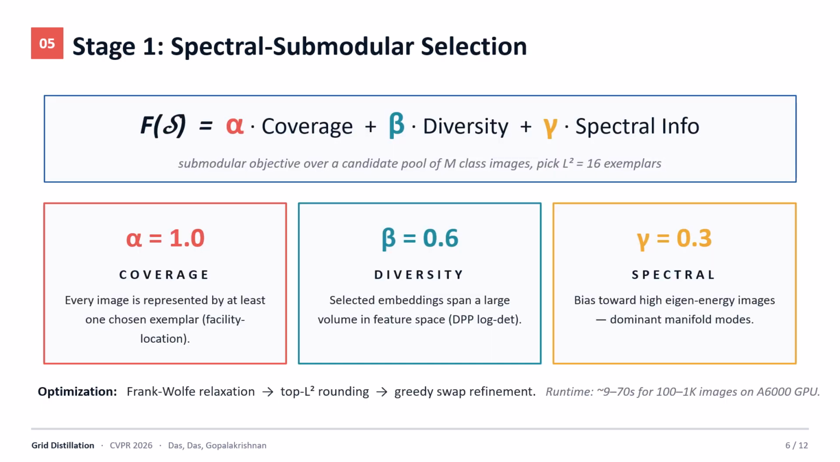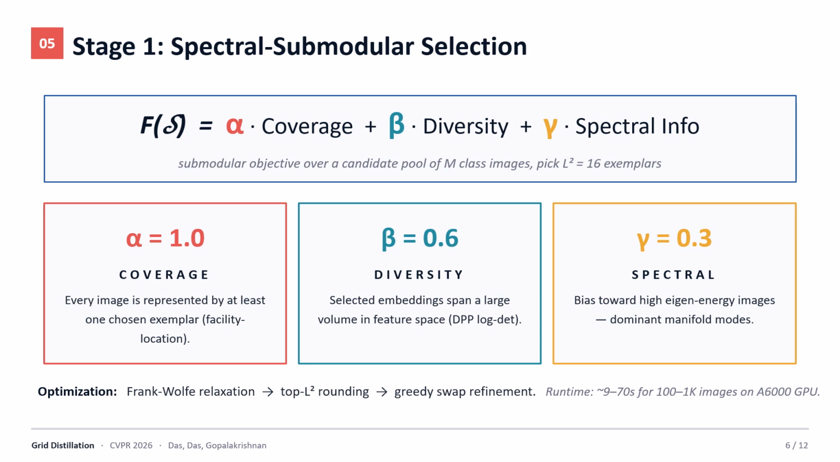Stage 1 is the heart of our method. We formulate grid selection as a submodular optimization problem with three weighted terms. Alpha rewards coverage. Every image in the class should be represented by at least one selected exemplar. Beta rewards diversity. The chosen embeddings should span a large volume in feature space, using a determinantal point process style log-determinant term. And gamma biases selection toward images that lie on the dominant manifold modes, those with the highest spectral energy in the kernel decomposition.